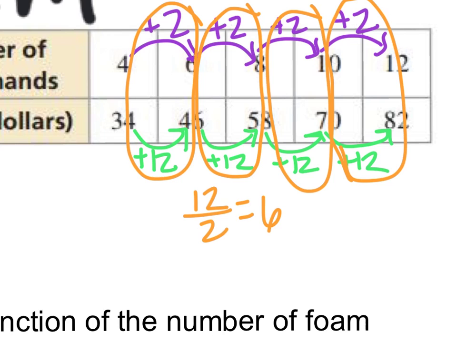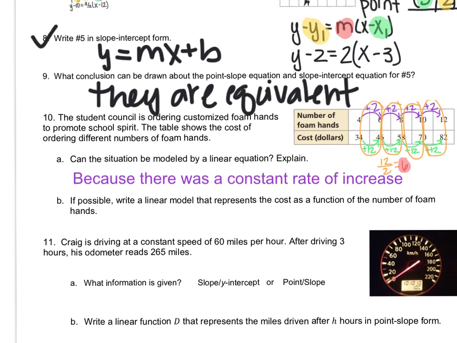The other reason that's really good for us is because now we have actually found our slope. Our slope of this line is +6. So the actual reason that this situation can be modeled by a linear equation is because there was a constant rate of increase, which we found out was 6.